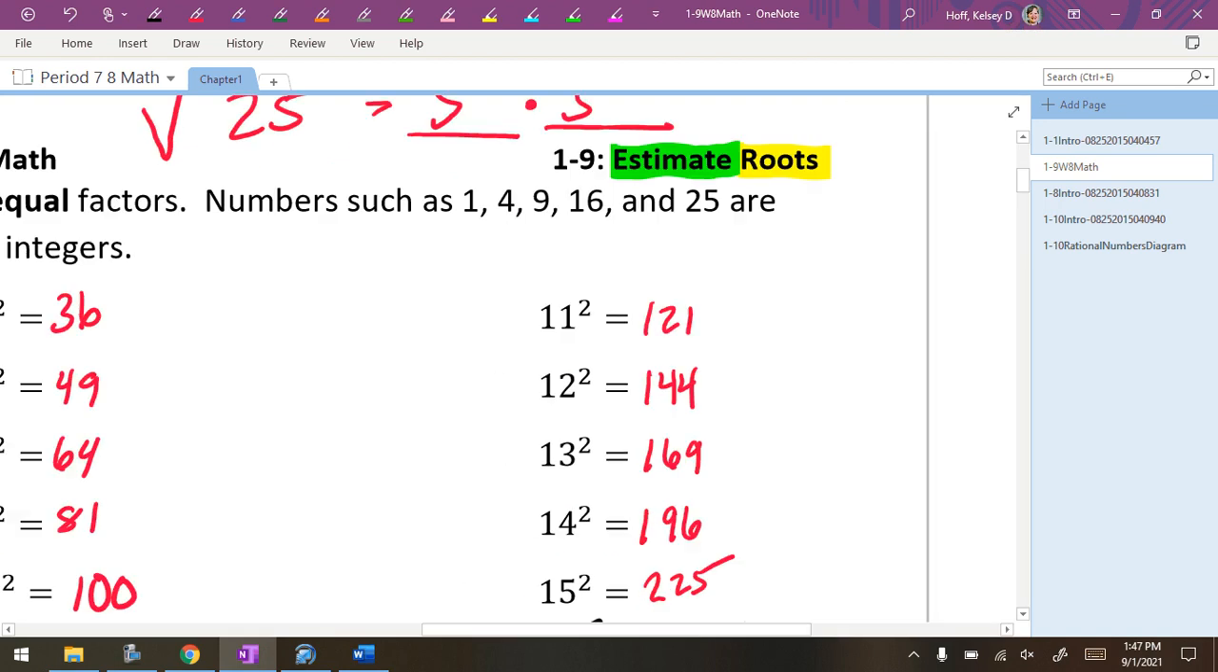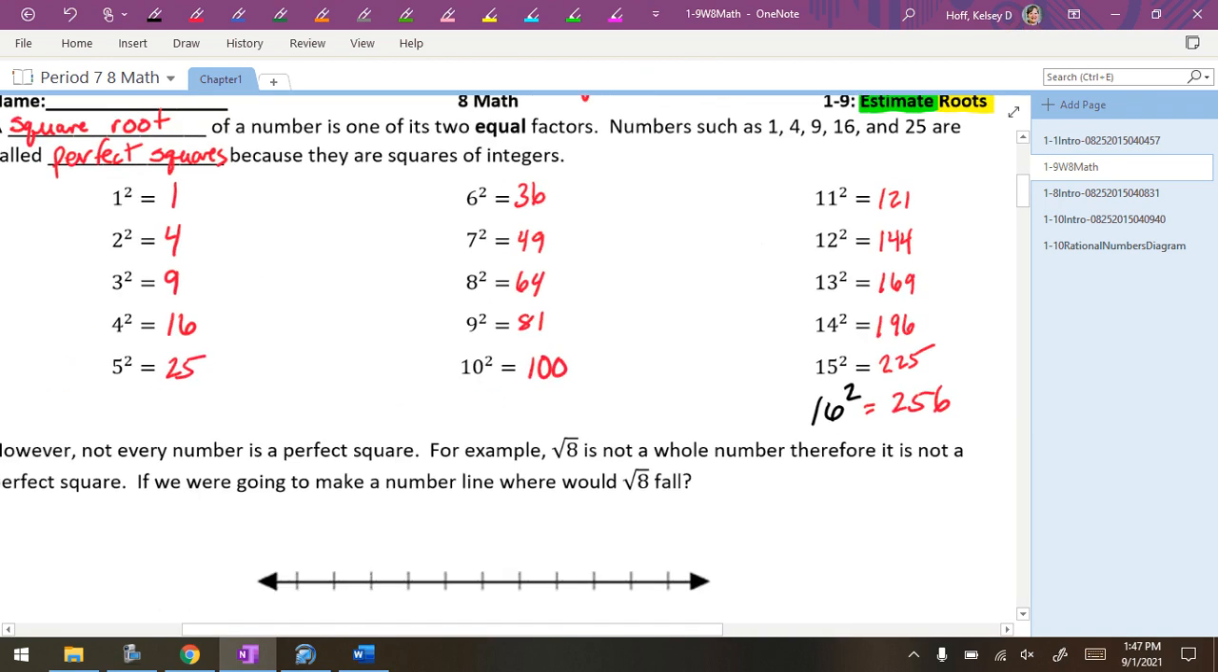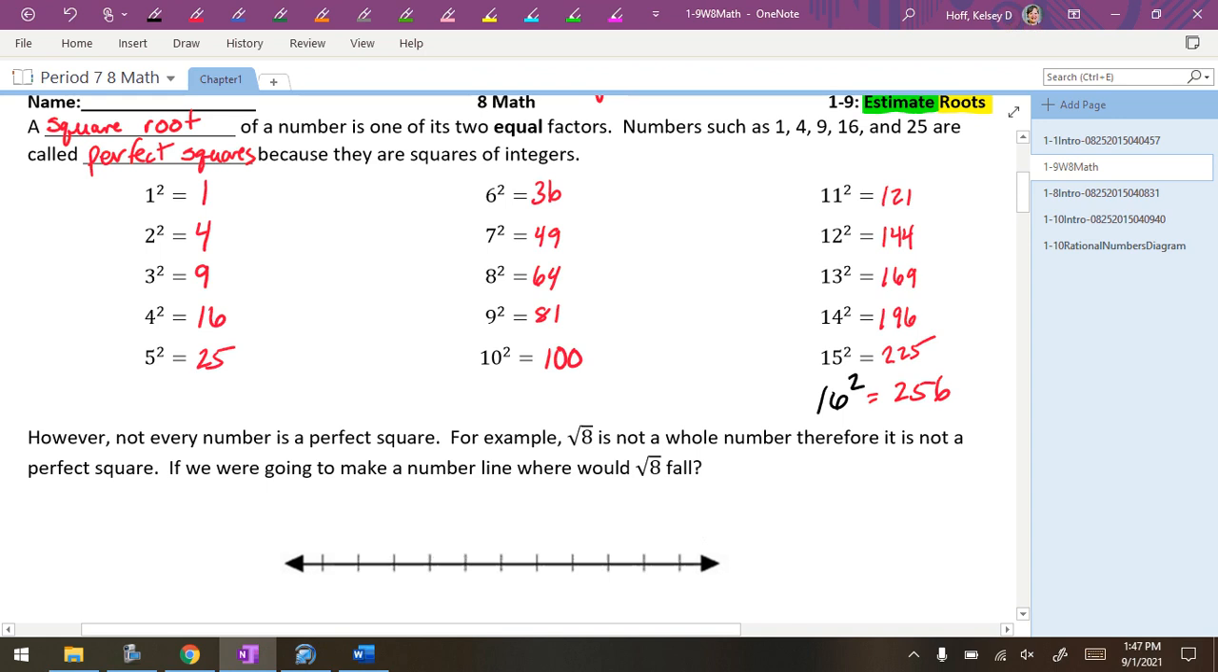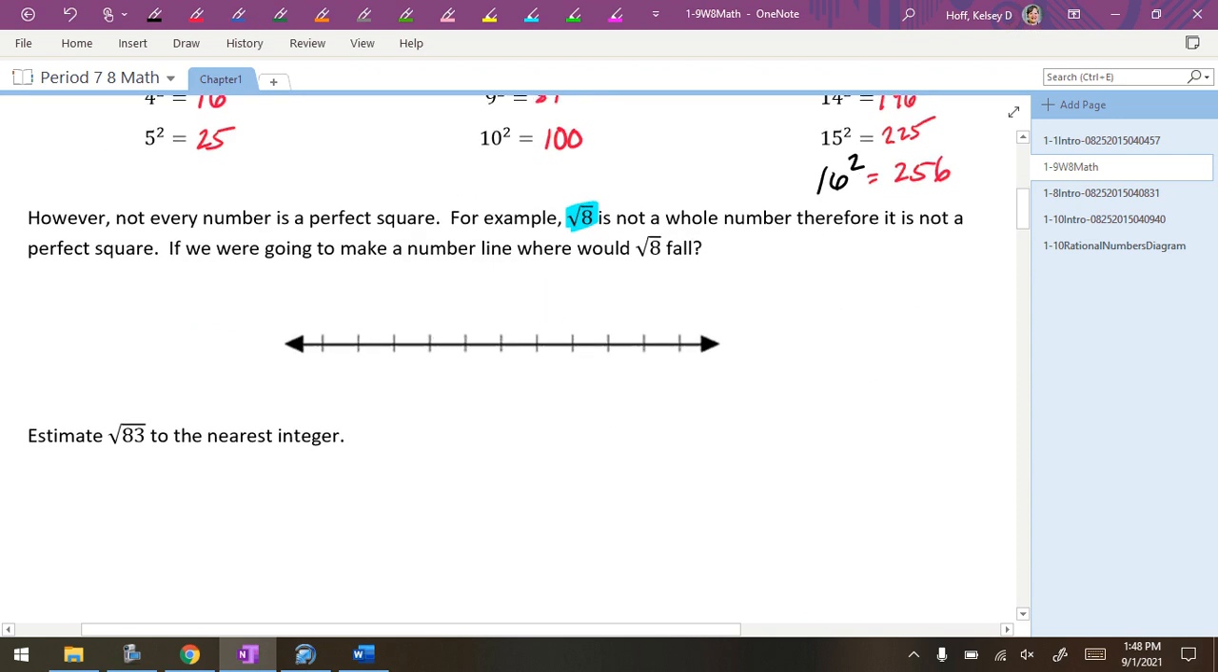Okay? So I have all these numbers written down, but not every number is a perfect square. Okay? The square root of 8. The square root of 8 is going to fall somewhere in here between 4 and 9, yes? 2 squared gives me 4. 3 squared gives me 9. I need to think of a number multiplied by itself that gives me 8. Well, is there another whole number between 2 and 3? Not a whole number. There's lots of decimals, right? We don't want a decimal today. We're going to make an estimation. So I know the square root of 8 is going to fall between 2 and 3.